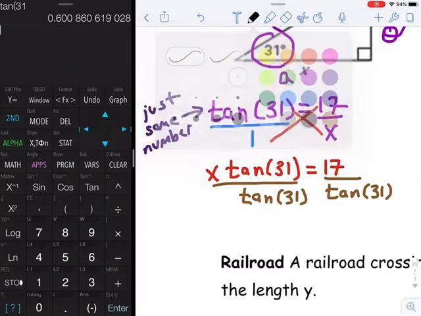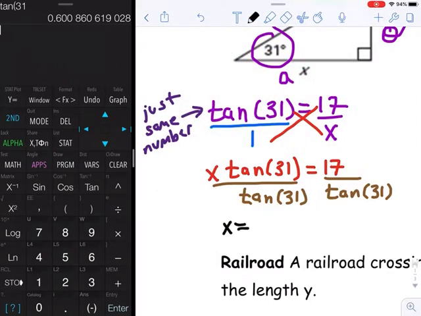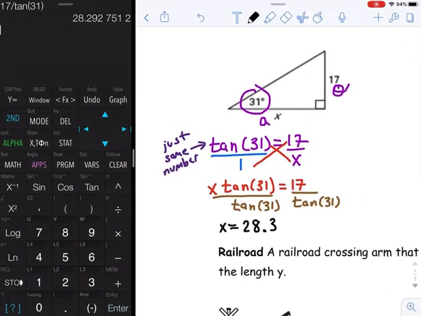Alright, so in this case right here, I'm going to write in my calculator, let's see, clear, I'm going to do 17 divided by tan 31, close parentheses, enter, and it's 28.3. Alright, so we absolutely need calculators when we do trig. I'm a freaking genius and I had no idea what tan 31 was, or 17 divided by tan 31.